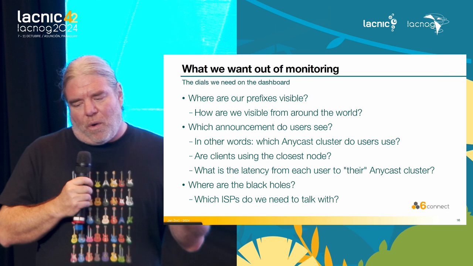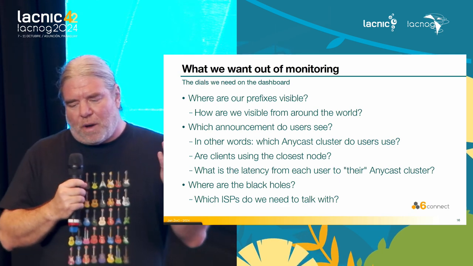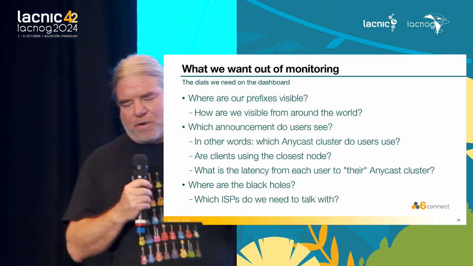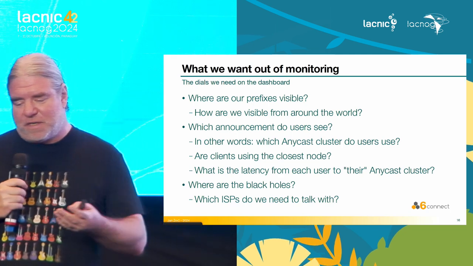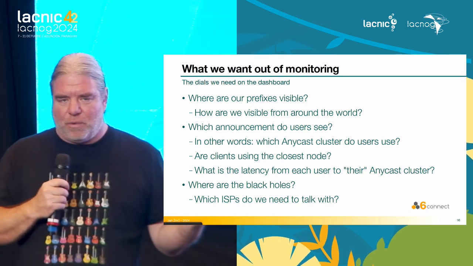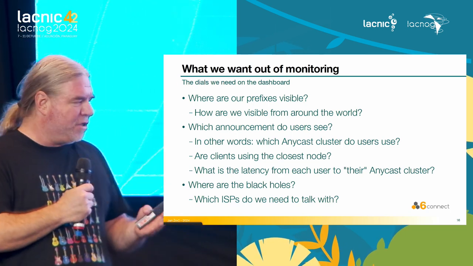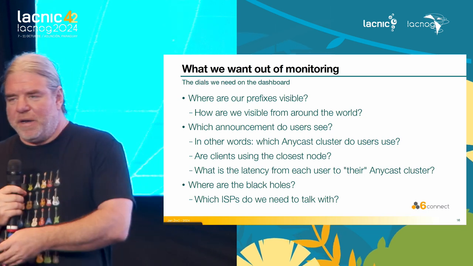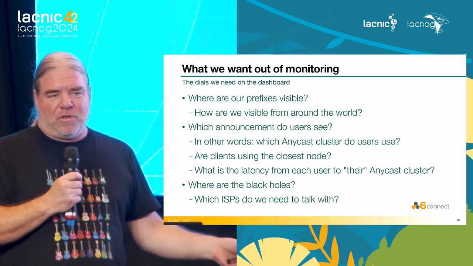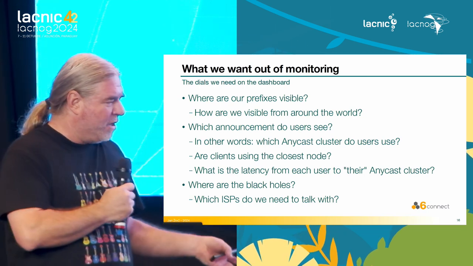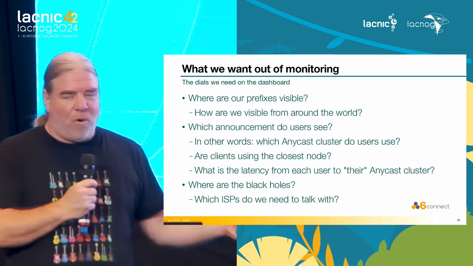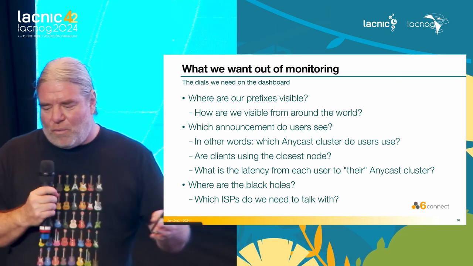So what do we want from our monitoring? As I said, where our prefixes are visible, and are we making people do large detours? Do people from Japan go to a server in Sao Paulo? That would not make much sense, or vice versa, or what is going on?